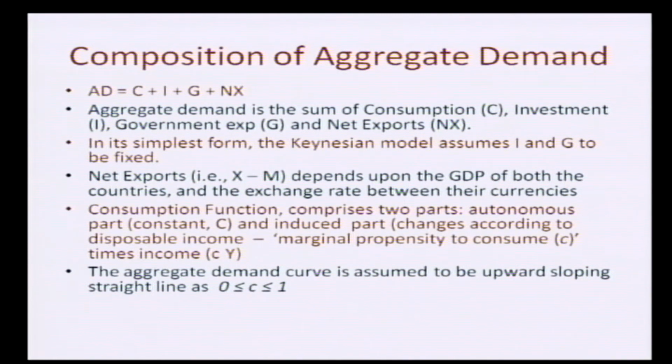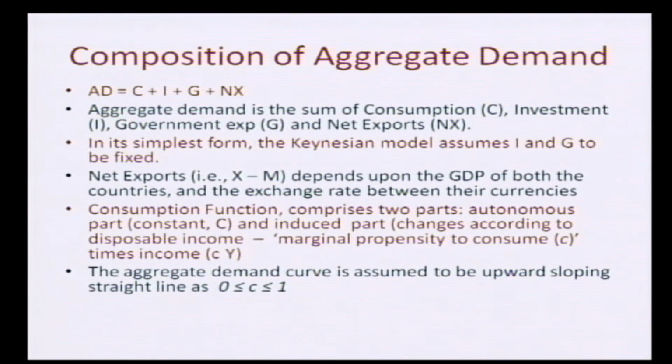The aggregate demand is a part of the national income accounting also, which you have already learnt in earlier chapters. If we consider four sectors, the households, the businesses, the government and the external sector, your aggregate demand is the total of aggregate consumption, investment, government expenditure and net exports. Net exports means exports minus imports, X minus M.